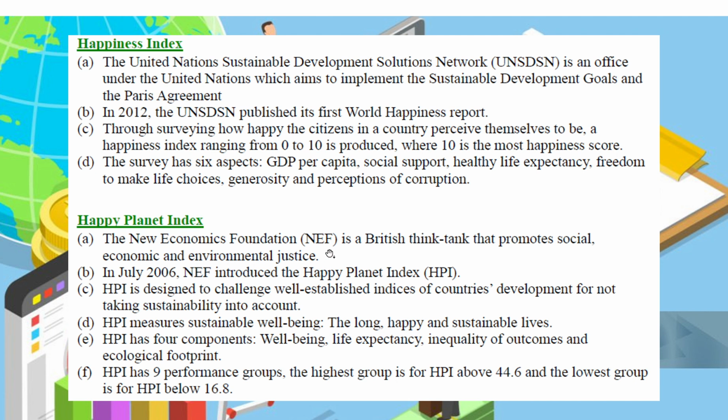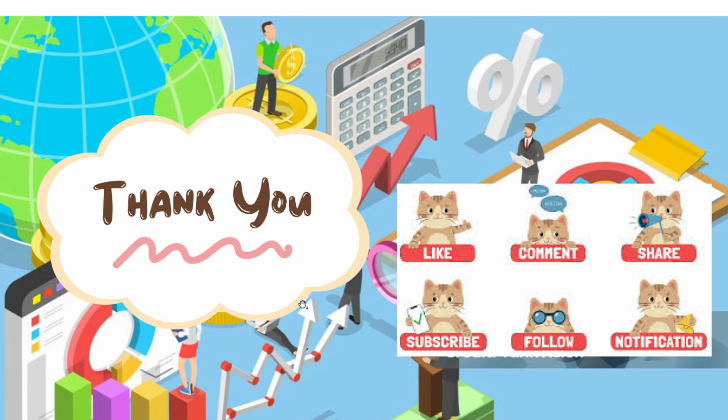And we have the Happy Planet Index. This index talks about sustainable well-being, long, happy, and sustainable lives. It has life performance groups: the highest group is for HPI above a certain value, and the lowest group is below a certain value.